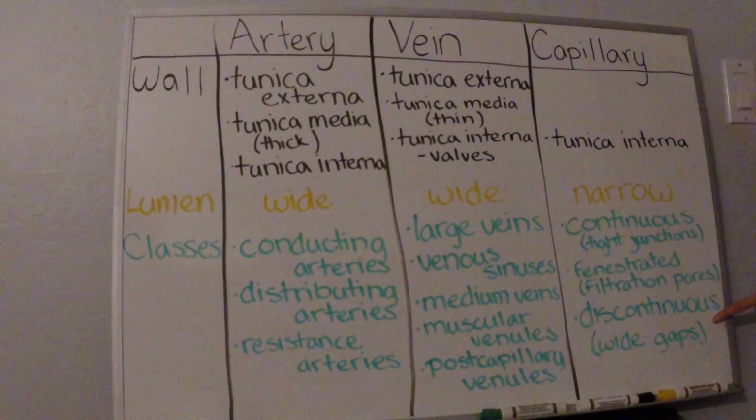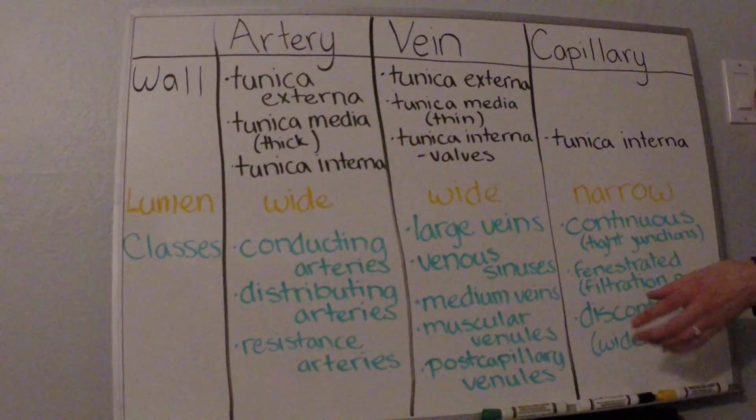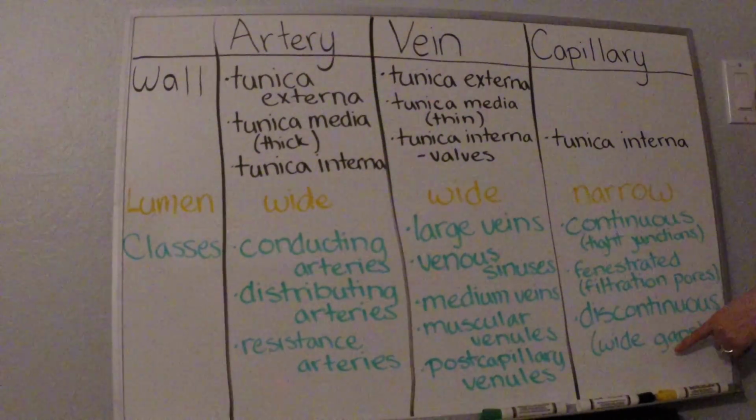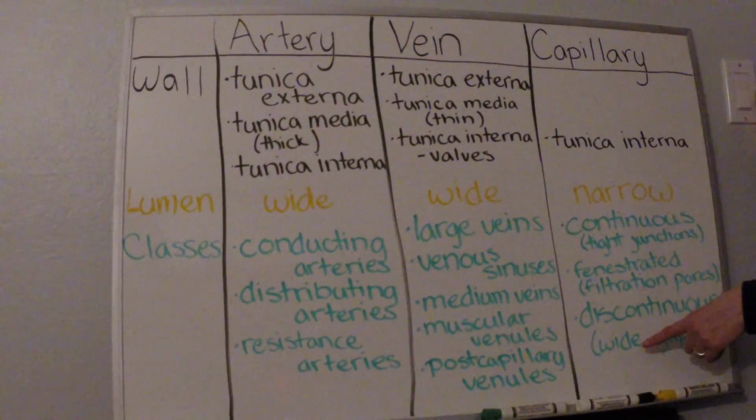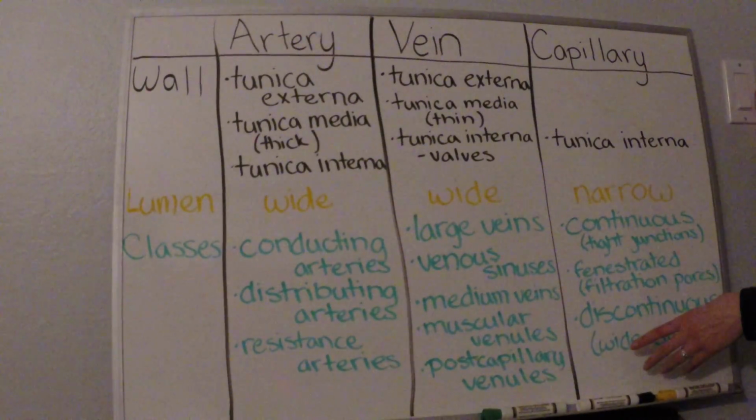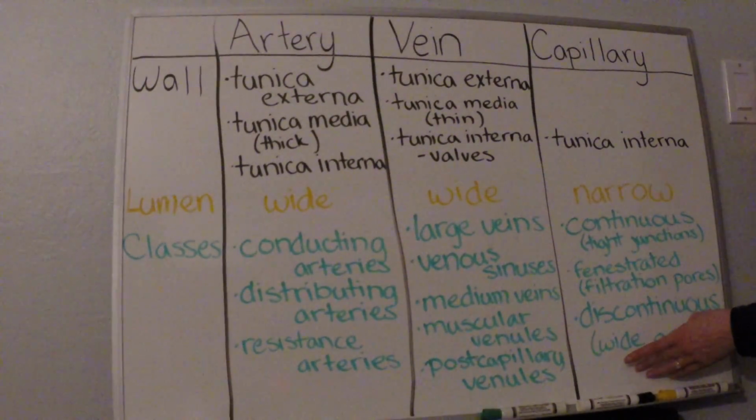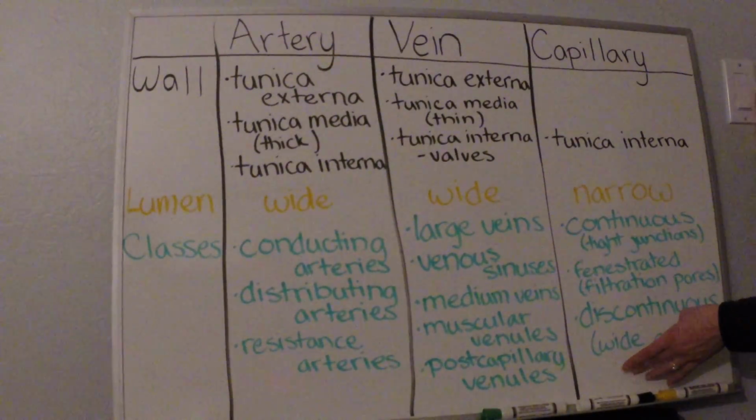And then there's the discontinuous ones, which have very wide gaps between the cells, and so that is where your larger nutrients and proteins and everything are able to enter into the bloodstream or be released.